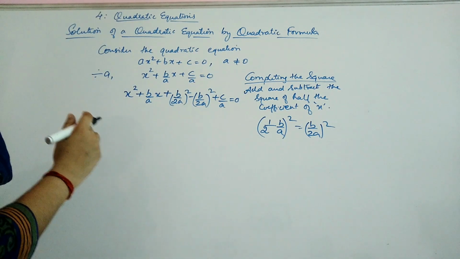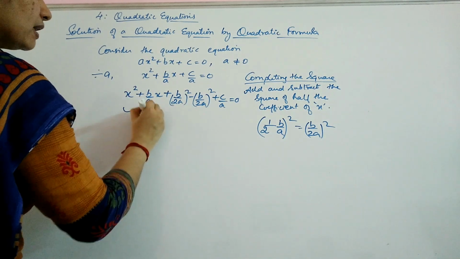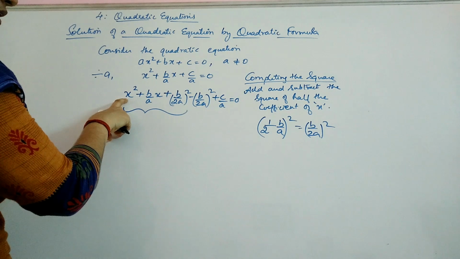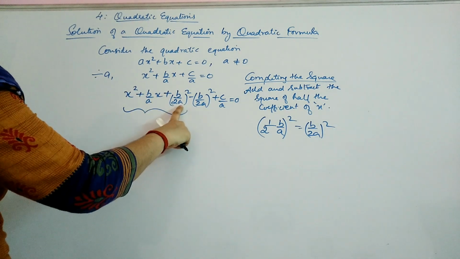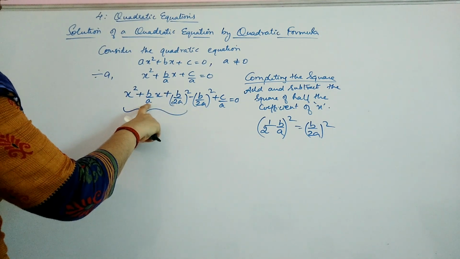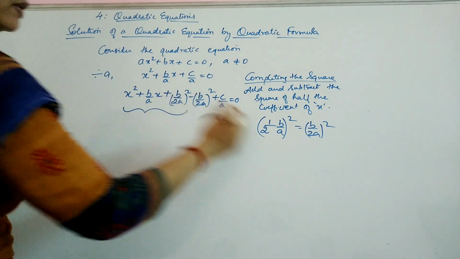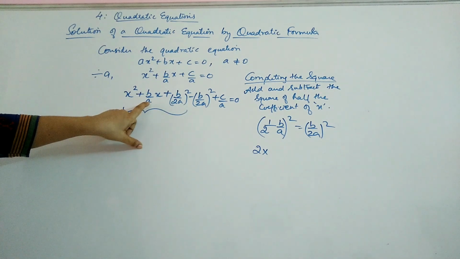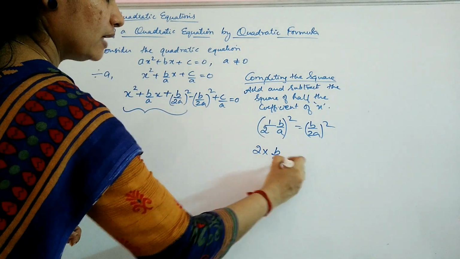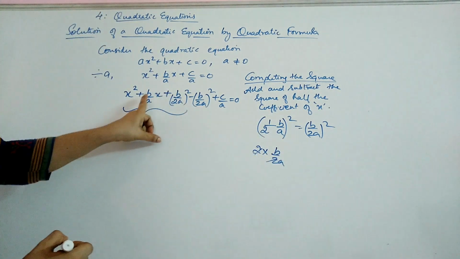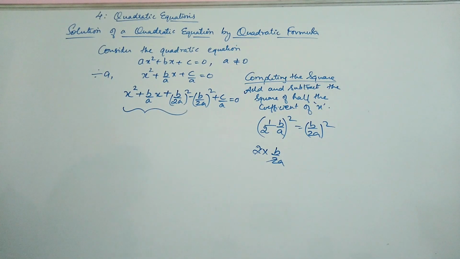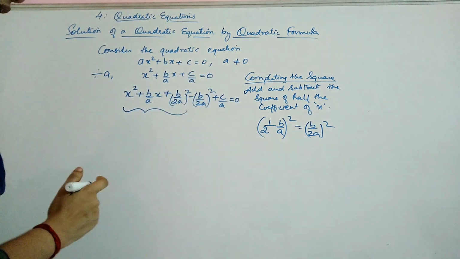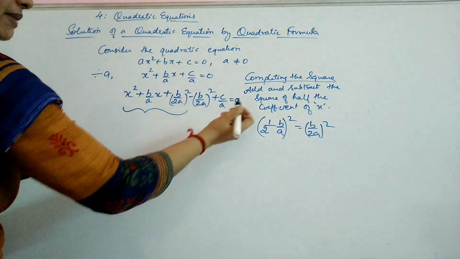Now why am I doing this? Completing the square is meant for making something into a whole square form. That means this is now a square plus b square plus 2ab. If you check the 2ab term, 2 into a is this one, and b by 2a will again give you b by a. So b by a will be the coefficient. We are just using that concept in order to make it a complete whole square, the complete the square process.